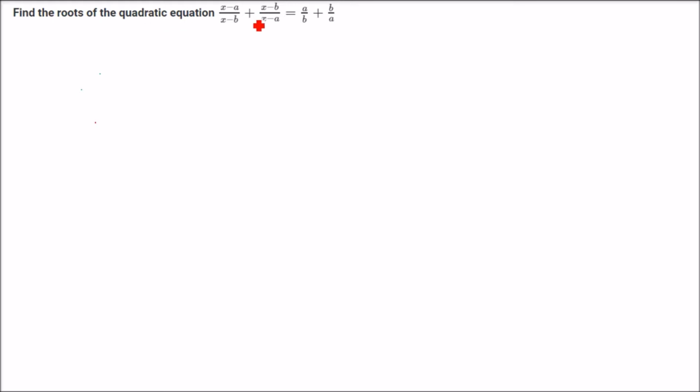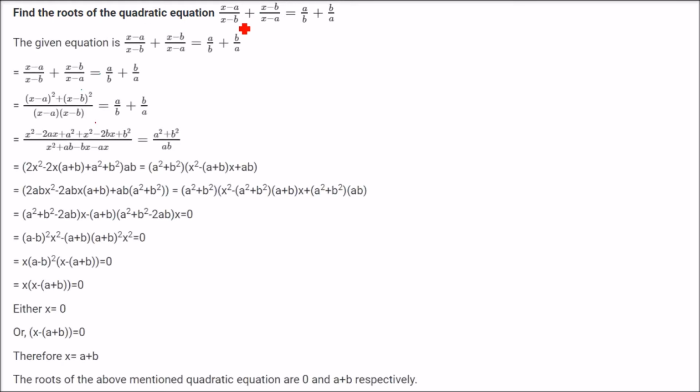Now the next question is, find the root of the quadratic equation, this one. So let us do it. x minus a whole square plus x minus b whole square, and the denominator we have x minus b into x minus a, and this is going to give you a square plus b square by ab.